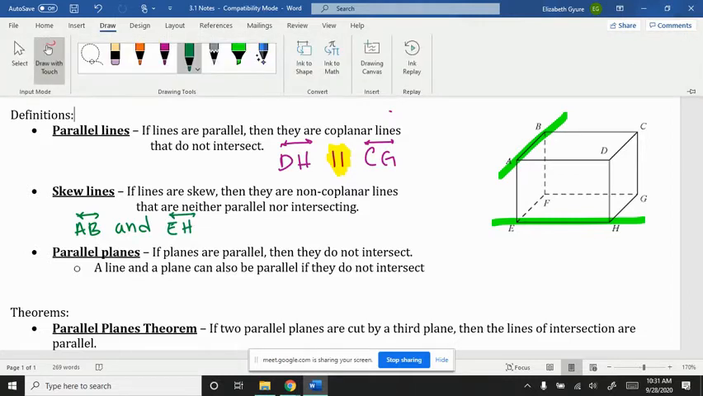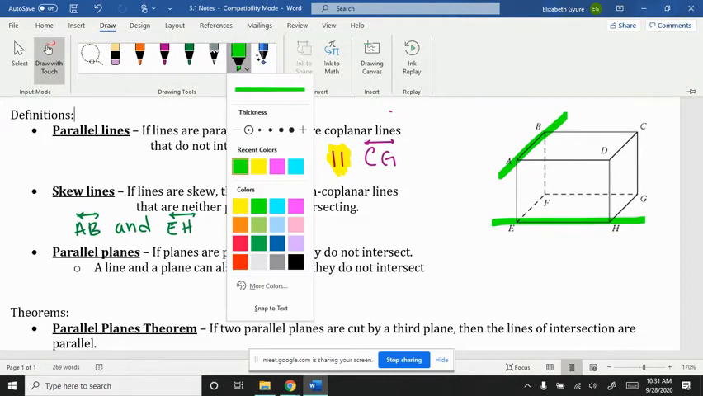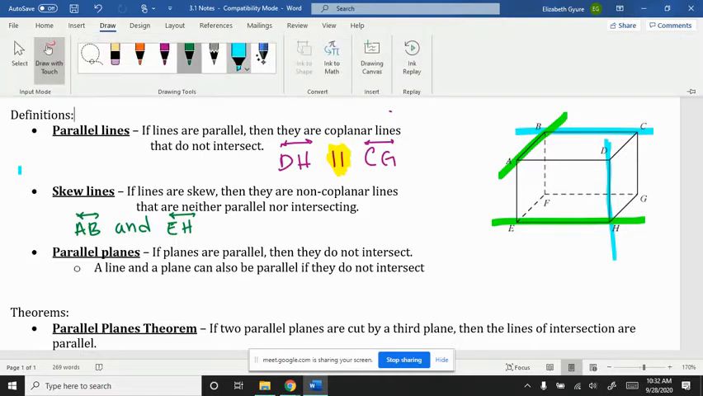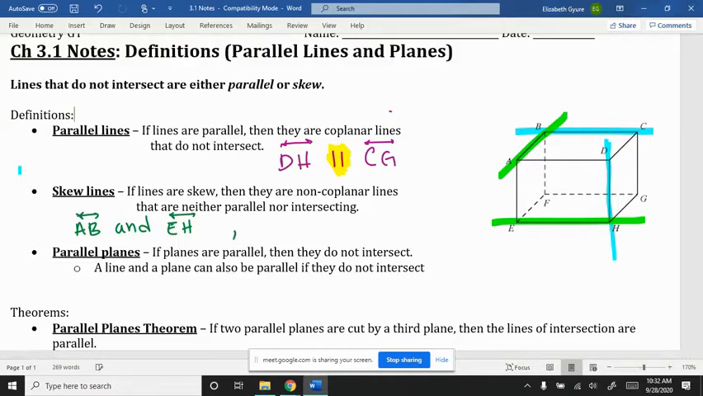Does anyone see another set that could work? Anne-Marie? BC with, I'm sorry, could you repeat that first one? DH, yep. BC and DH would also absolutely work. Good. And there's a lot of different examples. I just wanted to name a few. And line DH, good.